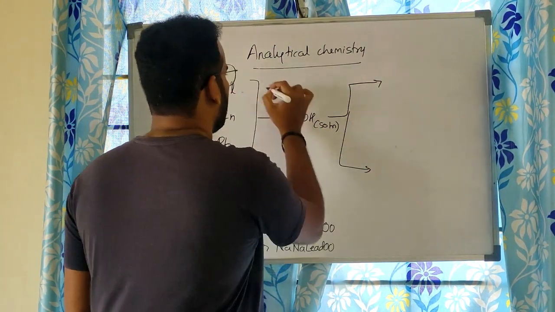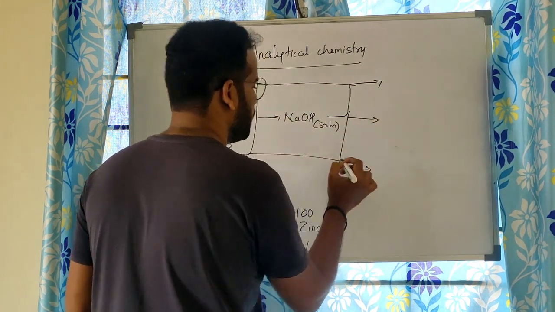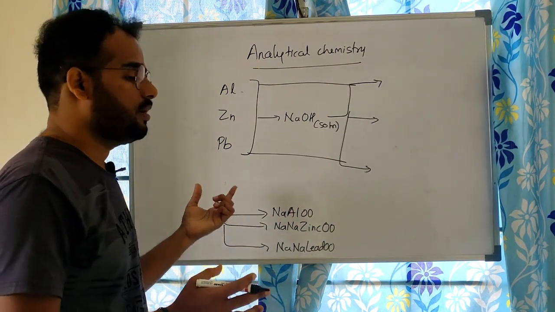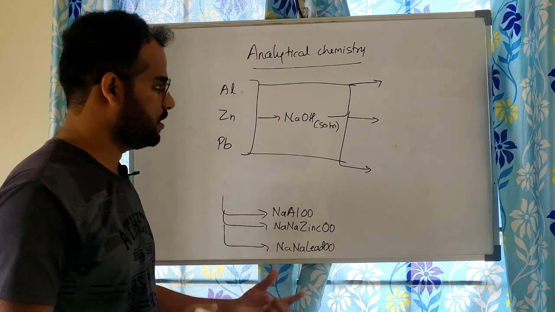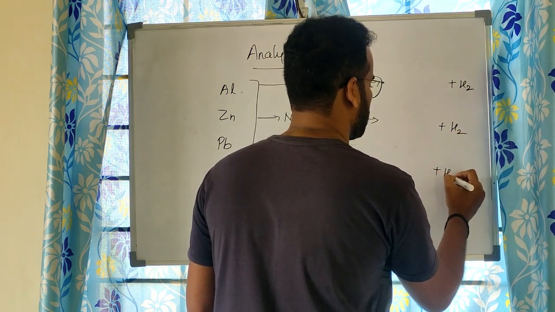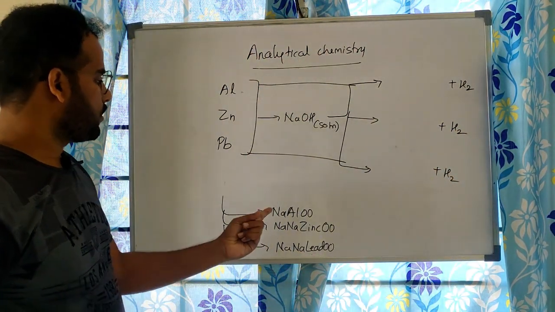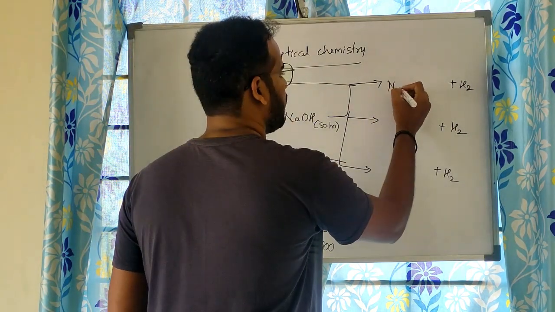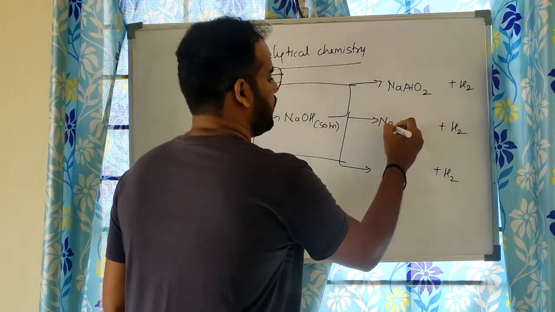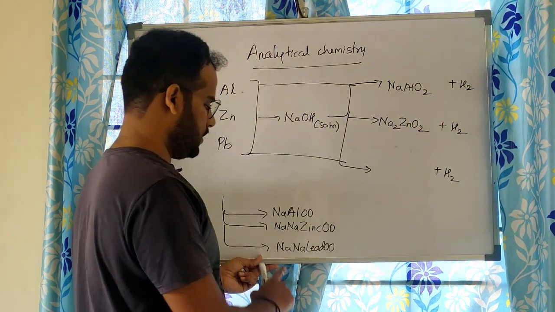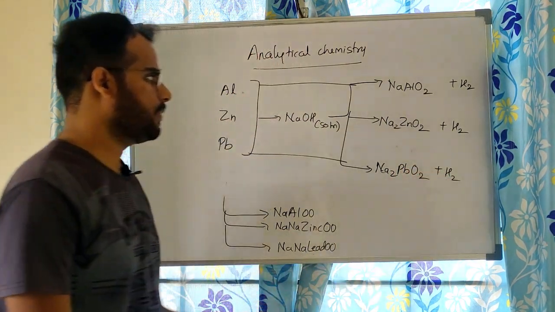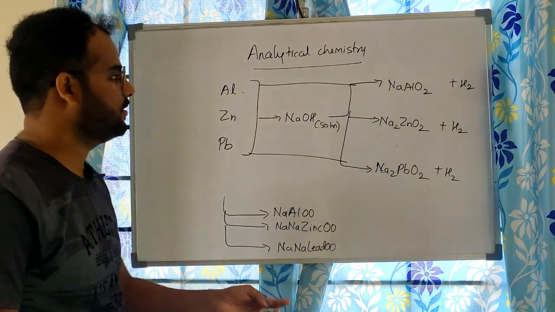Now, what is happening? Remember, I told you that when the accident happened, a large amount of gas was released, and the delivery boy inhaled that gas and started uttering these three words. That gas was hydrogen gas. Then what are these three words? Na AlO2, Na2ZnO2, Na2PbO2. So these are the compounds formed in this reaction.